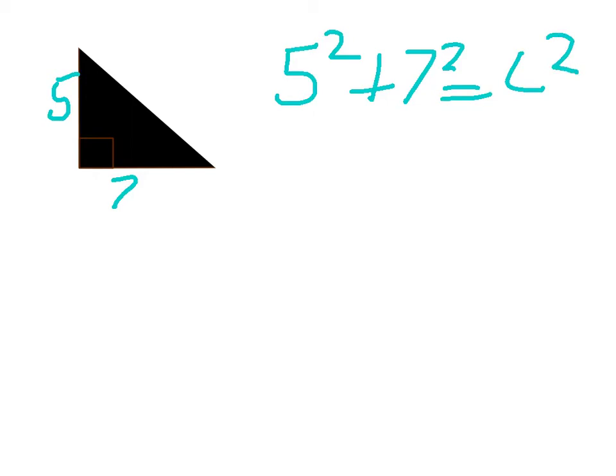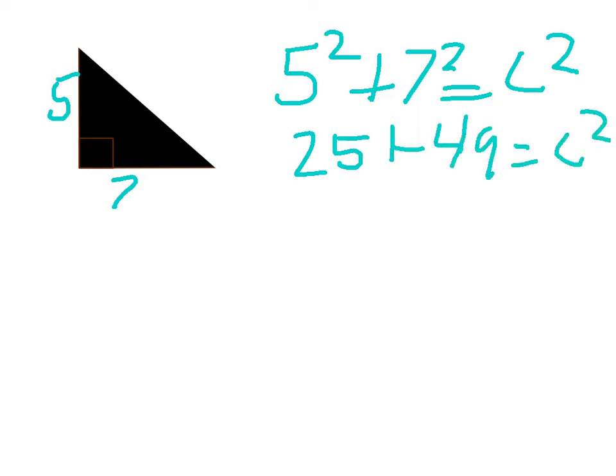Now let's do the problem. We have to square 5 and 7, so it would be 25 plus 49 equals c squared. Now we will add 25 and 49 together, and that makes 74. So now c squared equals 74. So we have to square root 74.